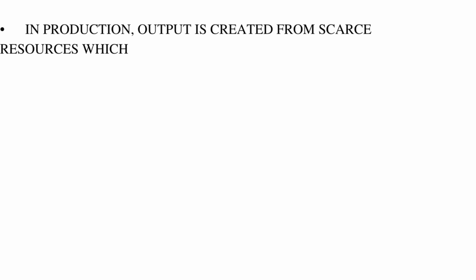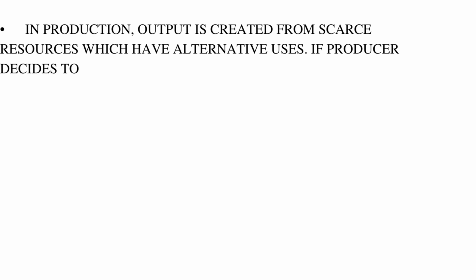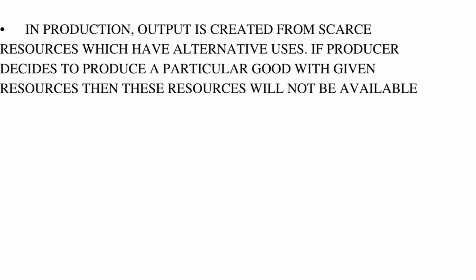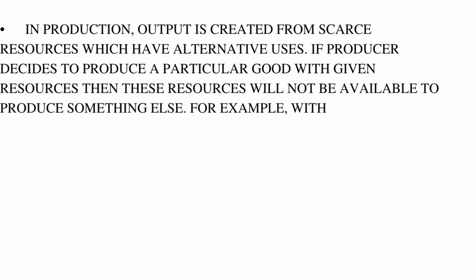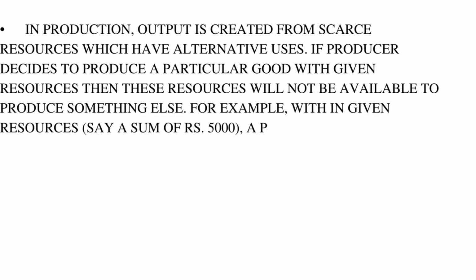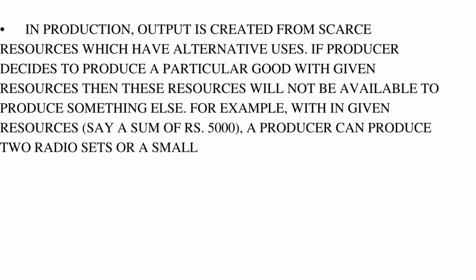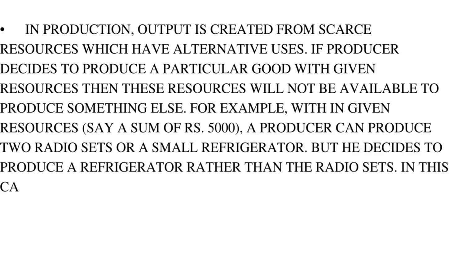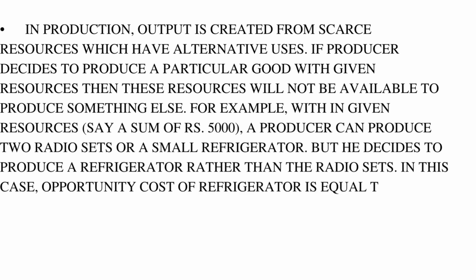In production, output is created from scarce resources which have alternative uses. If a producer decides to produce a particular good with given resources, then these resources will not be available to produce something else. For example, within given resources, say a sum of 5,000 rupees, a producer can produce 2 radio sets or a small refrigerator. But he decides to produce a refrigerator rather than the radio sets. In this case, opportunity cost of refrigerator is equal to the cost of 2 radio sets.